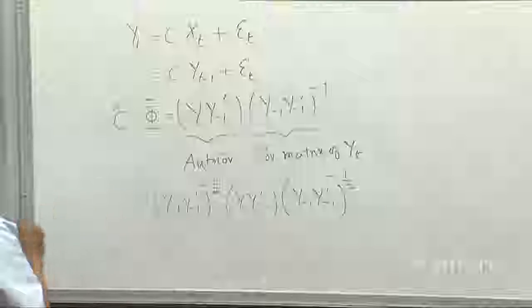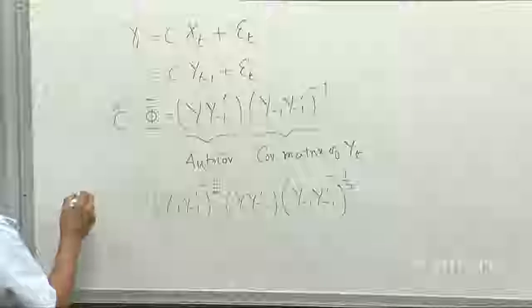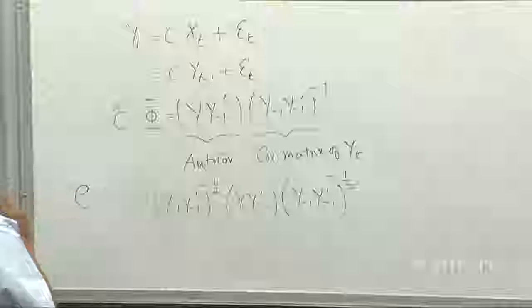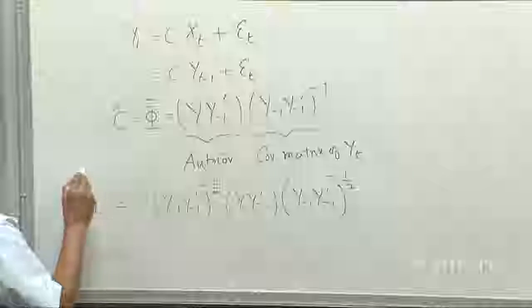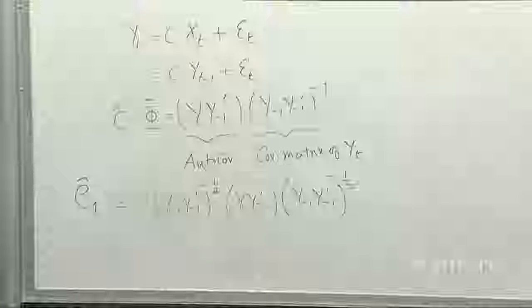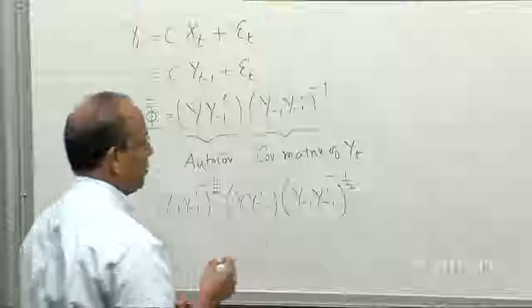This is the autocorrelation matrix of lag 1. Sometimes they write it with the symbol rho 1 matrix, the estimate matrix. This is the autocorrelation matrix of lag 1.